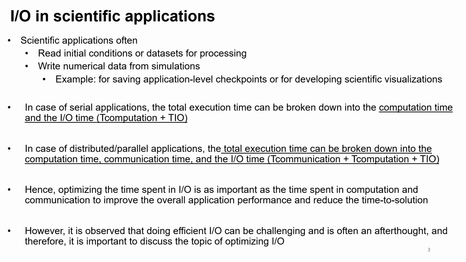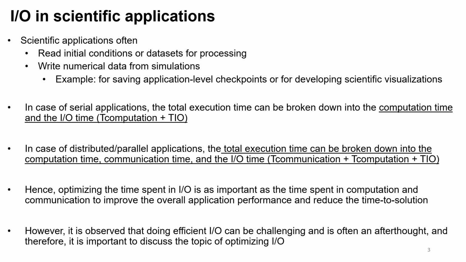Every useful scientific application does some type of input or output. Such applications could be reading initial conditions or datasets for processing, or could be writing numerical data from simulations, or could be writing checkpoints every so often to be used in the event of any hardware failure. There are two main reasons due to which we should consider optimizing I/O. The first reason is that we should be reducing the overall execution time of our applications, and in doing so, we will likely reduce the associated computation costs, if any. And we want to reduce the burden on the shared high-performance computing or HPC systems on which our jobs may be running.